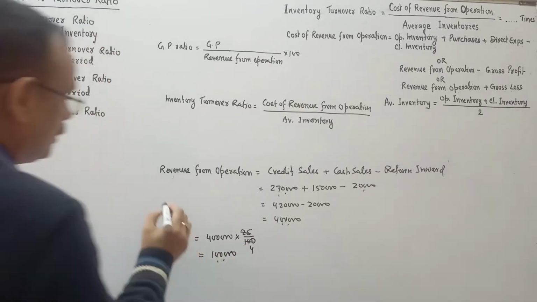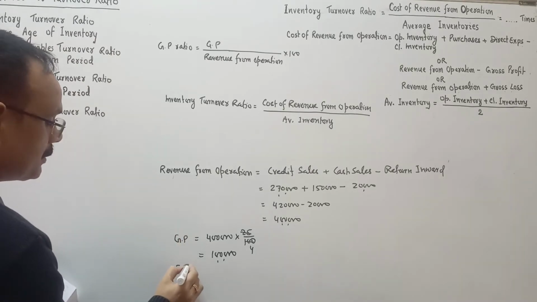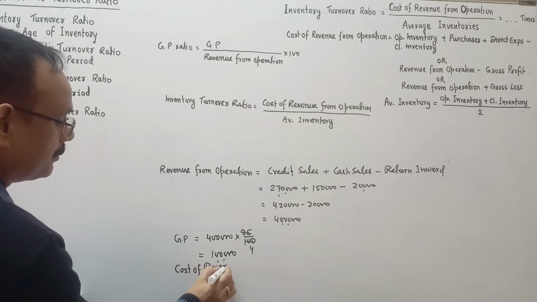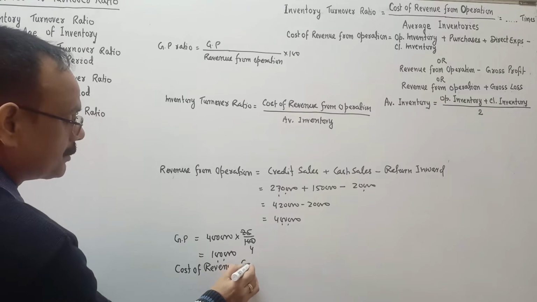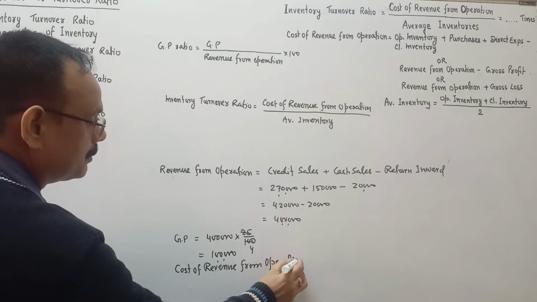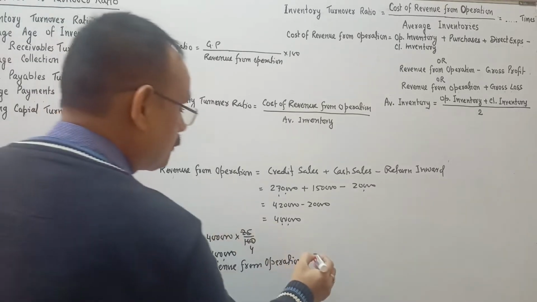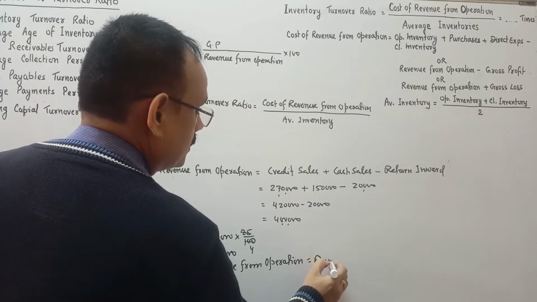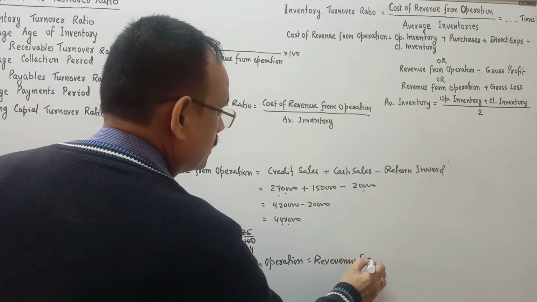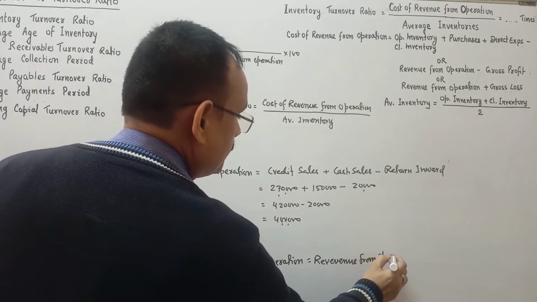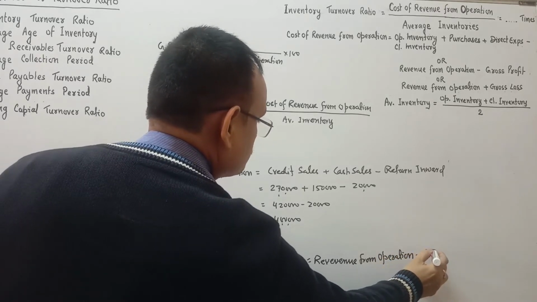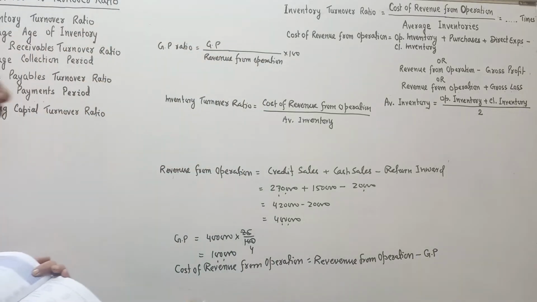And you know the cost of revenue from operation will be cost of revenue from operation is equal to revenue from operation minus GP, minus gross profit. If you deduct the gross profit from the revenue from operation, you will get the cost.